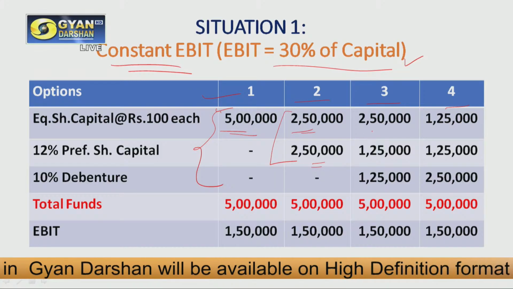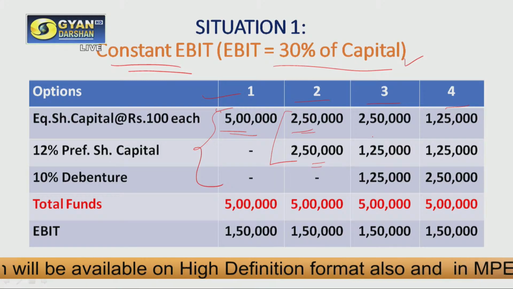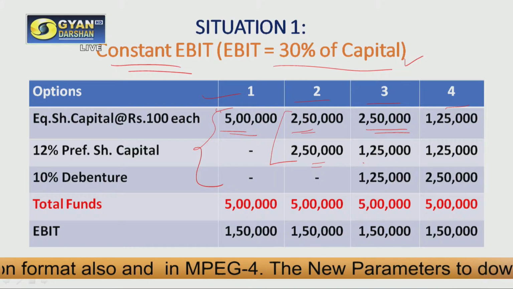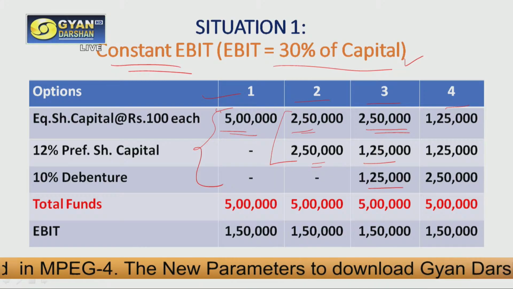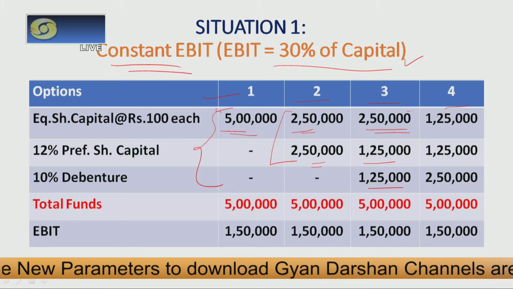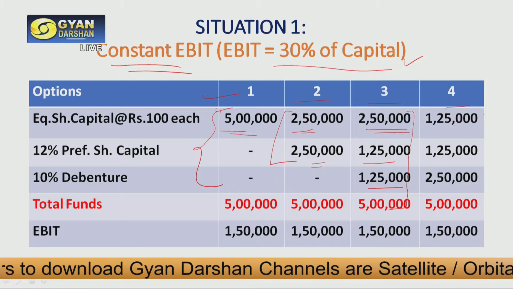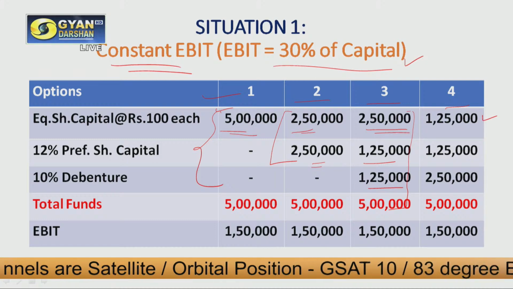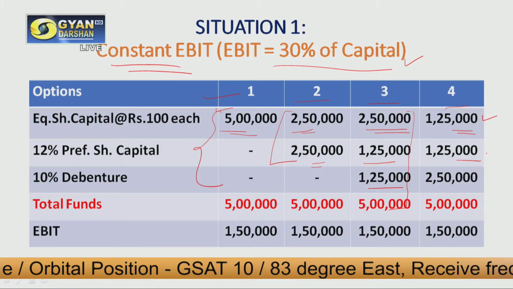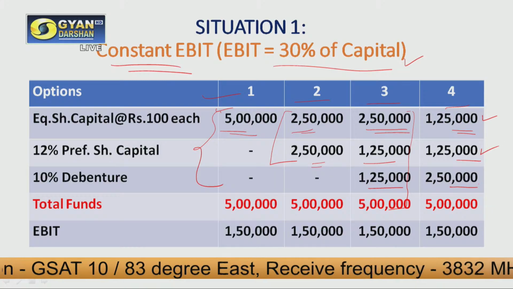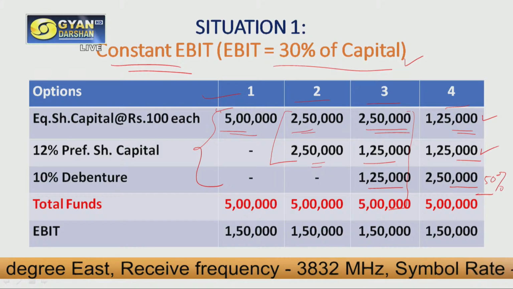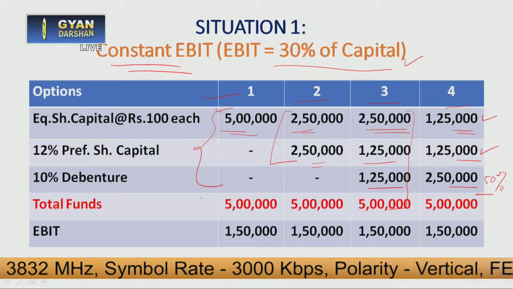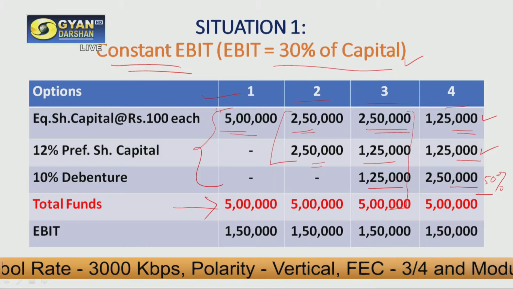Then we have the third financing pattern, or the third capital structure, wherein 50% is raised from equity share capital, 25% from preference share capital and 25% from debt. So overall we have total funds as rupees 5 lakh. And then we have the fourth financing pattern, where 25% is raised through equity, that is 1,25,000, 25% from preference share capital, and 50% is raised through debt, that is 2,50,000. So in all the 4 cases the total funds raised from different sources is rupees 5 lakh.